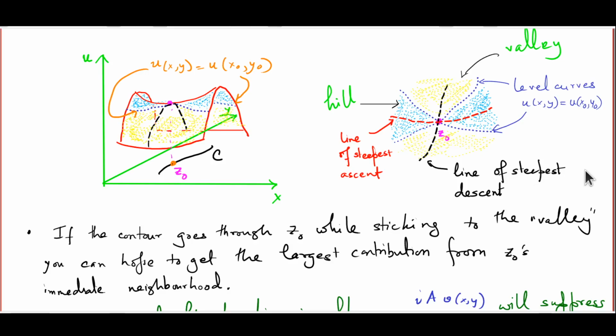A very similar thing can happen here as well. The important thing is your contour has to stick to the valley and not stray onto the hills, because if your contour were to deviate into the hills, then u(x,y) from those points in the hills could be even larger than the value at the saddle point.